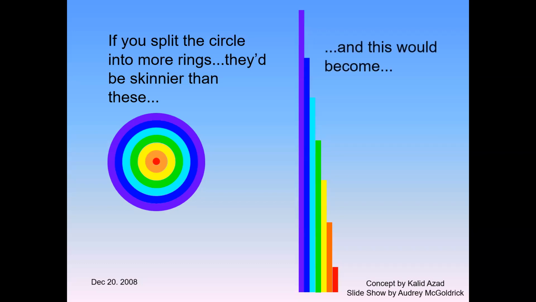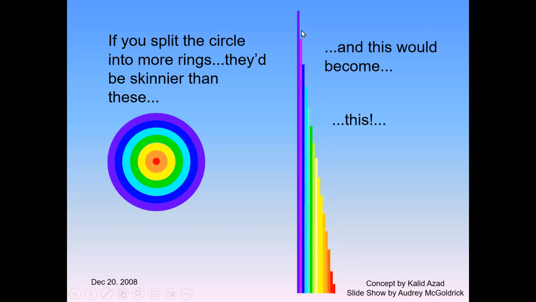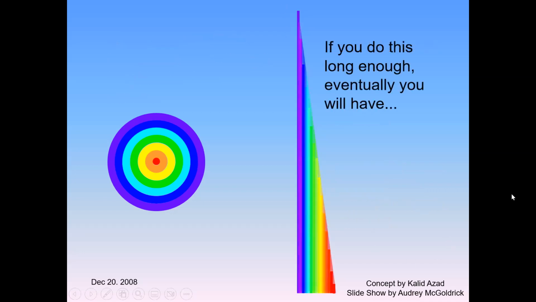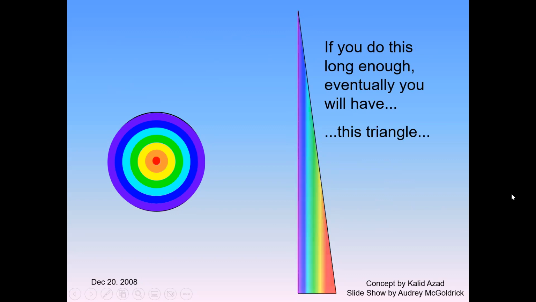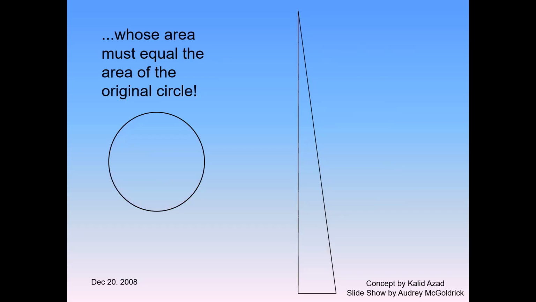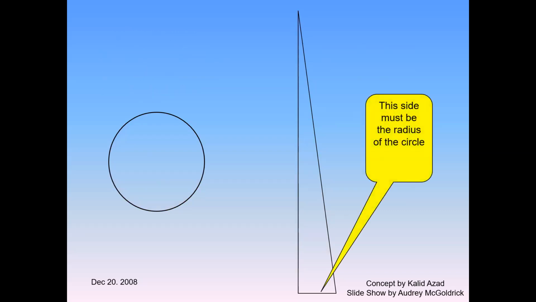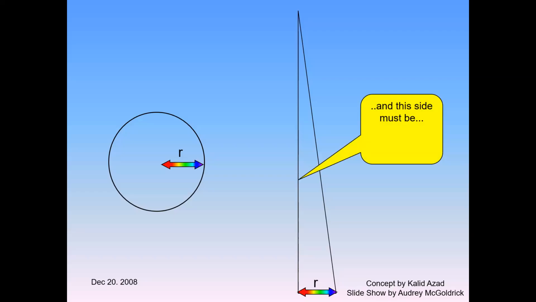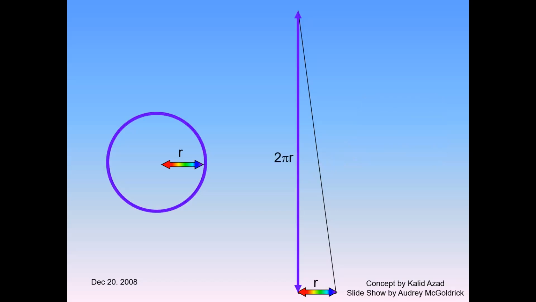So at first you can see a staircase shape, right? Yeah, a staircase here. But then as it gets more and more tiny, skinnier, then this staircase eventually becomes a straight line. Then you get a triangle. Then the area of these two must be the same. Then the base there must be the radius of the circle. They just orient it a bit differently. And that other side must be the circumference, because it came from the outermost ring, the purple one, and it's 2 pi r.